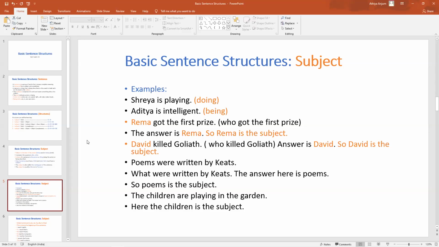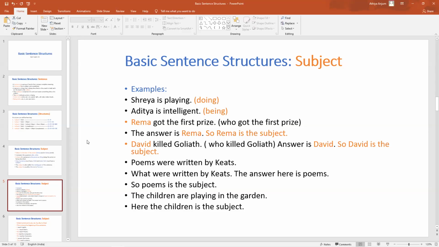In the next one, Aditya is intelligent. You're describing Aditya. So being, you're using the be forms. Aditya is intelligent, right? So about whom are we describing? Who is intelligent? Aditya is intelligent. So it answers the question who. So that forms the subject, and Aditya is a name. So it is a naming word, or you also call it as a noun. So this sentence begins with the noun, and this part, that is Aditya, forms the subject of your sentence.